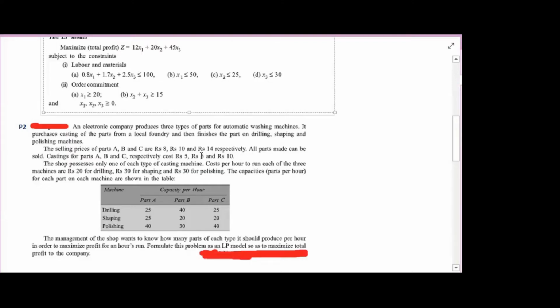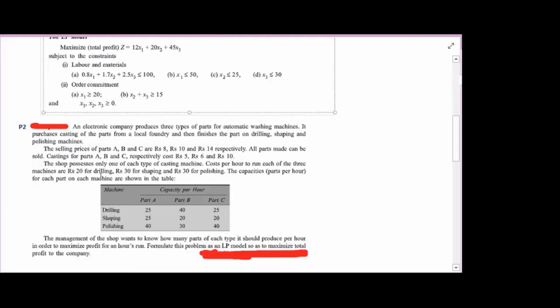हमें क्या कैलकुलेट करना है? फर्स्ट वी हैव टू फाइंड आउट प्रॉफिट. ये सेलिंग प्राइस है, ये आपका कास्टिंग के बाद का कॉस्ट है, मशीनिंग के बाद का नहीं. तो इन दोनों का डिफरेंस आपको प्रॉफिट नहीं देगा. आपको मशीनिंग का भी कॉस्ट को रिड्यूस करना होगा, डिडक्ट करना होगा, राइट? The shop processes only one of each type of casting, not casting, finishing, machine होना चाहिए, राइट?